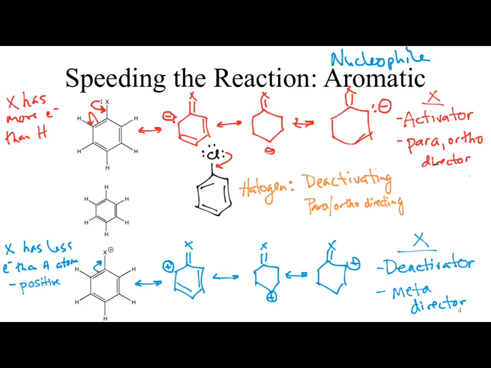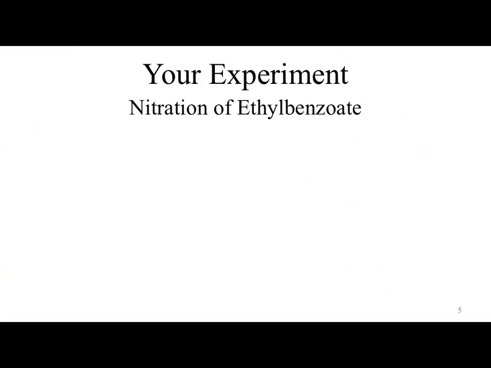Okay? Last part of this that we need to discuss would be what you're actually doing. You're going to go through and nitrate, I believe it's ethylbenzoate. Okay, so for this reaction to work, your electrophile is going to be the nitronium ion. So NO2 plus. And we're going to react this. Is it ethylbenzoate? Methyl? Is that what you were saying earlier? Sorry.